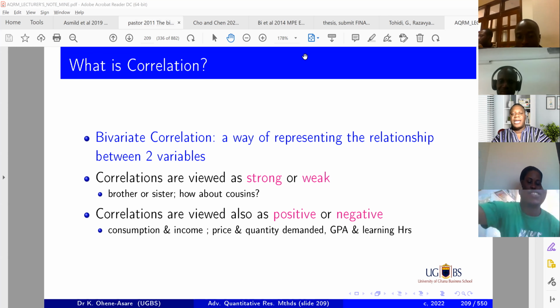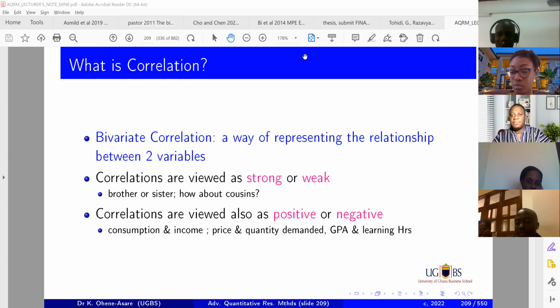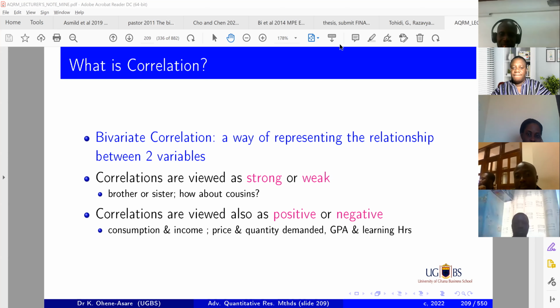GPA and learning hours. Isaac, GPA and learning hours. Okay, Abdul Malik, tell us. Please, ordinarily we expect a positive relationship between GPA and learning hours.